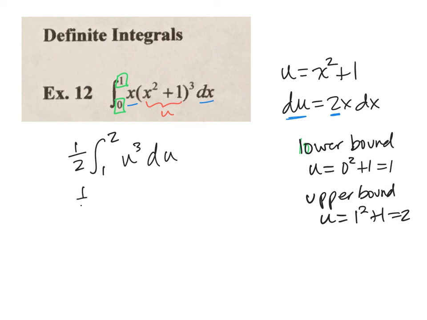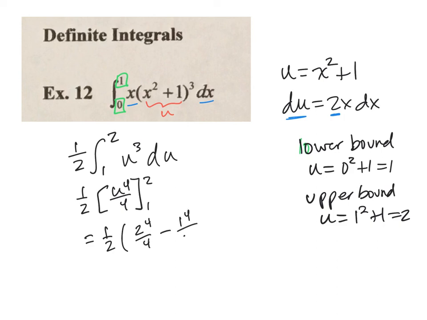So we'll take 1/2, the antiderivative of u to the third is u to the fourth over 4, and then the first fundamental theorem of calculus tells us to evaluate that at 2 and at 1 and then subtract those. So that's going to be equal to 1/2. I'm going to start some parentheses, and I'm going to replace u with 2, so that would be 2 to the fourth over 4, and then minus 1 to the fourth over 4.